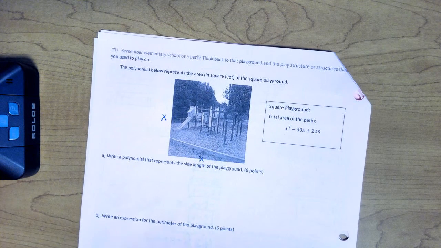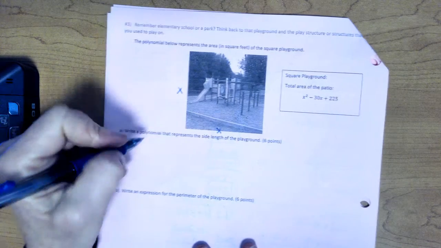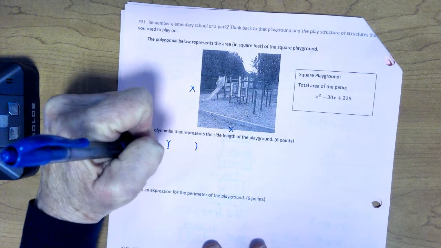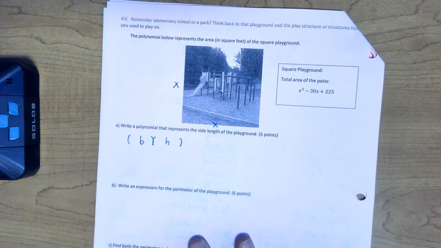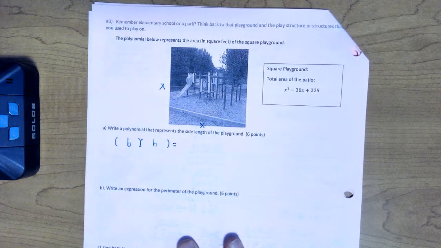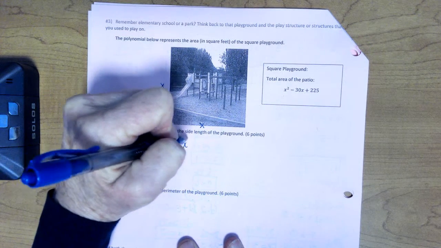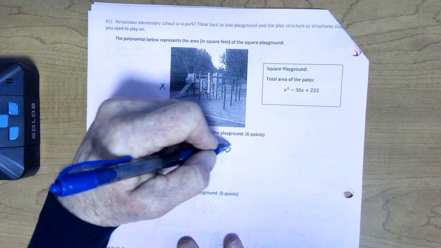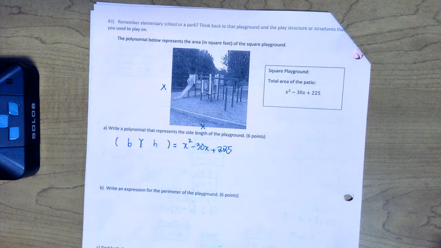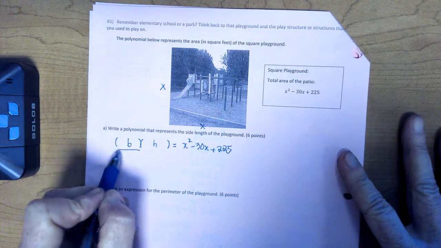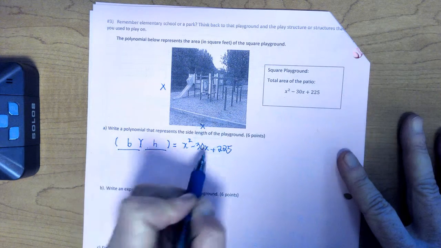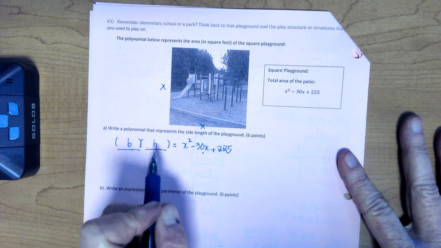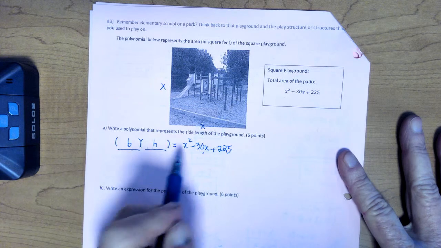So I want to remember that I have 2 factors, the base and the height, base times height. When I multiply those together, it equals the area of my playground, which is x squared minus 30x plus 225. So here's a factor, here's another factor, and when I multiply these 2 together, I get a polynomial. These are both going to be the same, because they are the side lengths of a square.